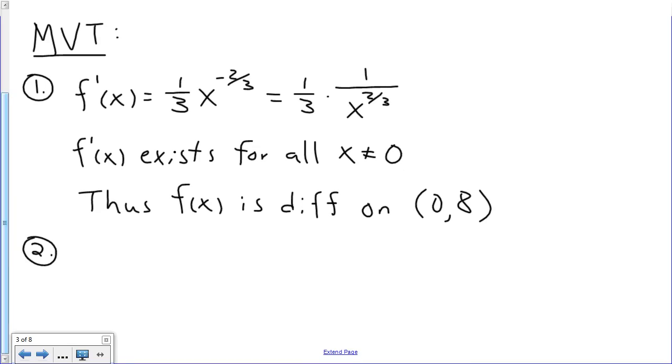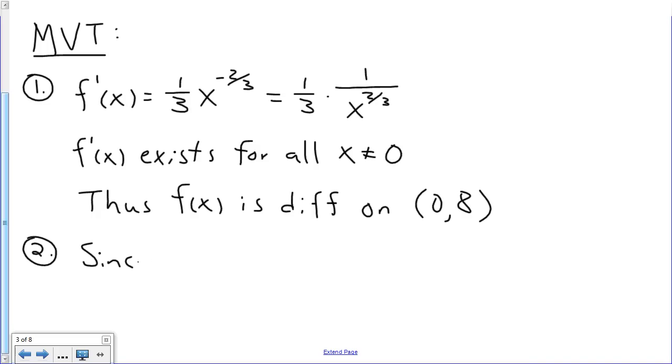The second condition, or the second hypothesis, is that I have to have continuity. Now remember, if I have differentiability, I automatically get continuity with it. So from what I've done in part 1 already, I already have continuity technically from 0 to 8, but I'm also going to get the right endpoint here as well.